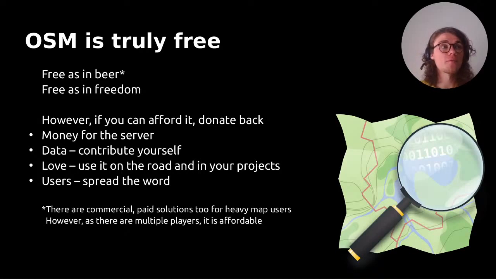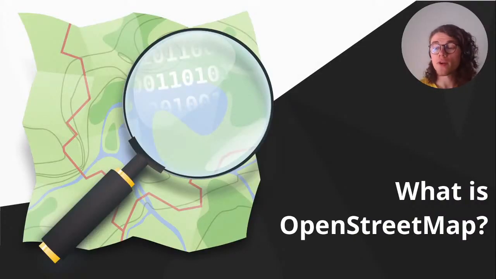So, if we come back to the question, what is OpenStreetMap? OpenStreetMap is truly free. It is free as in freedom. It's also free as in beer, but the server costs are not free. If you have a big project, you need to get some help from commercial services. But if you can, please donate back. Contribute data, contribute love, contribute users, and maybe even a little money as a donation, or by not straining the free servers and using a commercial provider instead. So yeah, that's another aspect of OpenStreetMap.